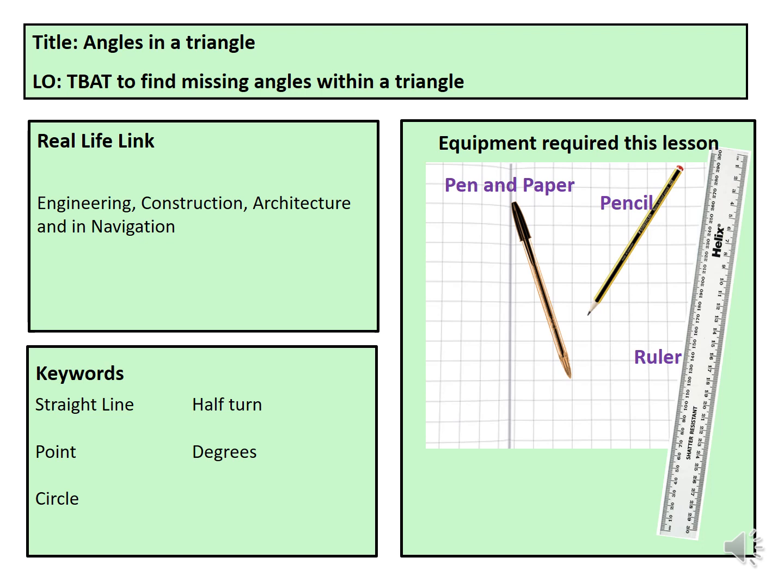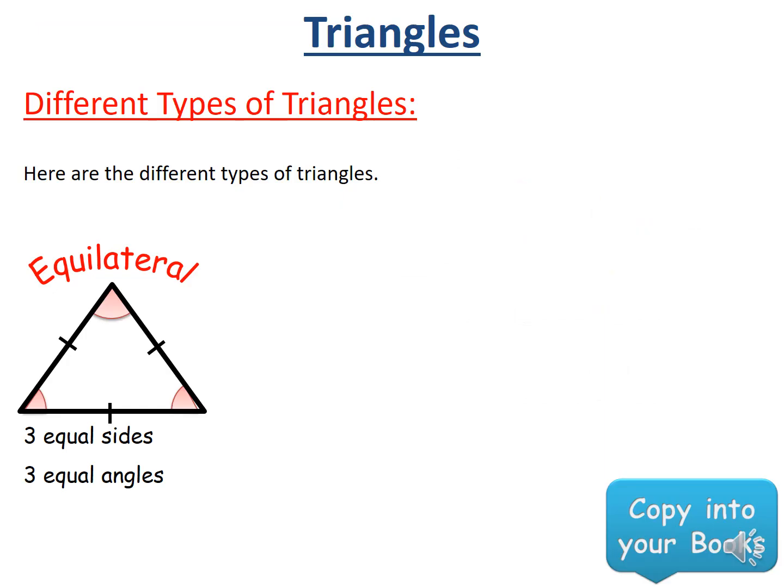Hello students, today's lesson we'll be focusing on angles in a triangle, and our learning objectives are to be able to find the missing angles within a triangle. The equipment required for this lesson are pen, paper, pencil and ruler. And I want to talk about the different types of triangles that you will come across.